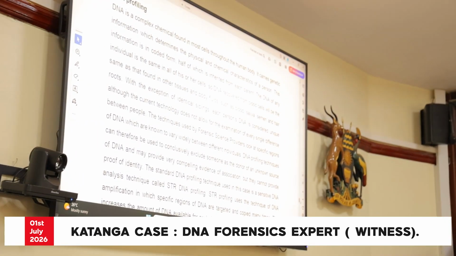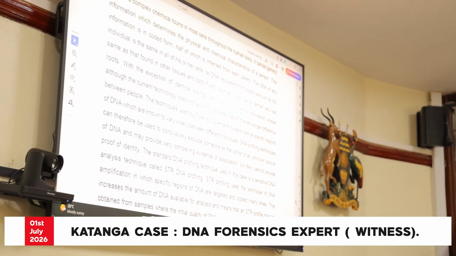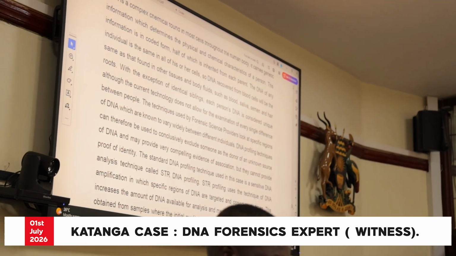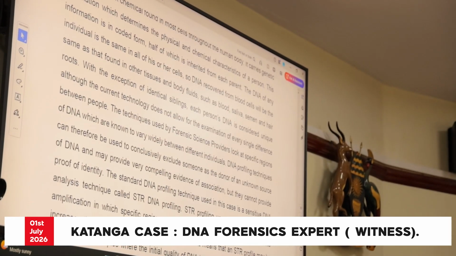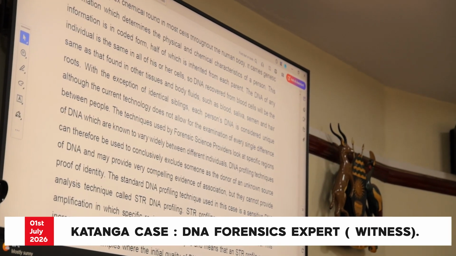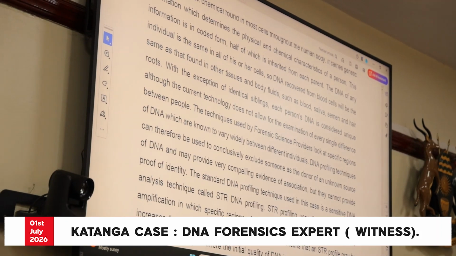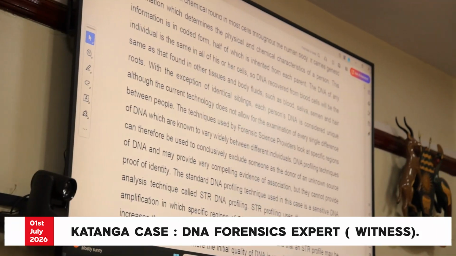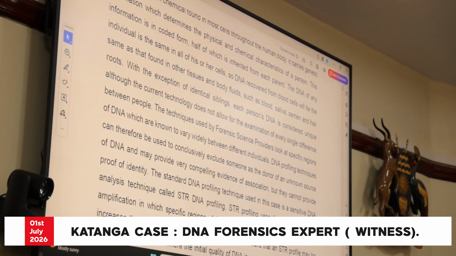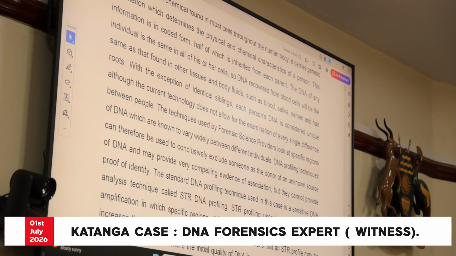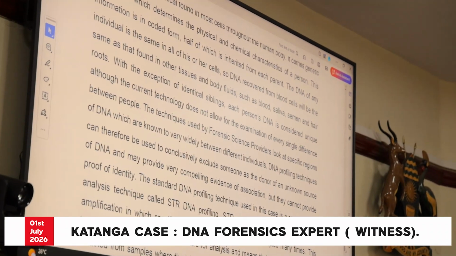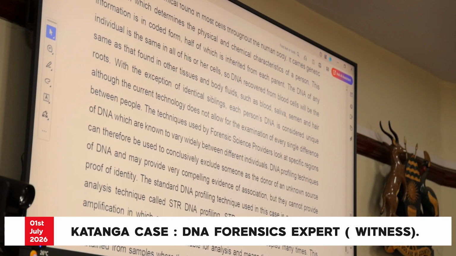Profile for DNA. So the techniques we use look at specific regions of the DNA which are known to vary widely between different individuals. DNA profiling techniques can therefore be used to conclusively exclude someone as the donor of an unknown source of DNA and may provide very compelling evidence of association, but they cannot prove identity.